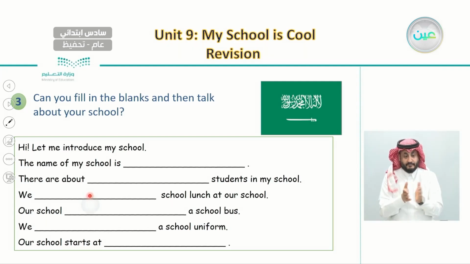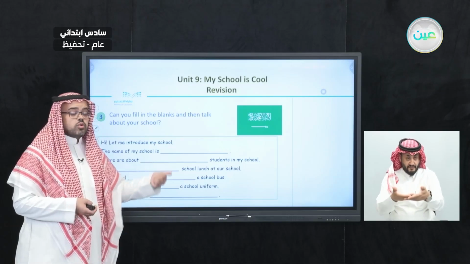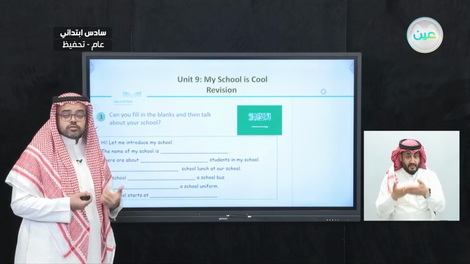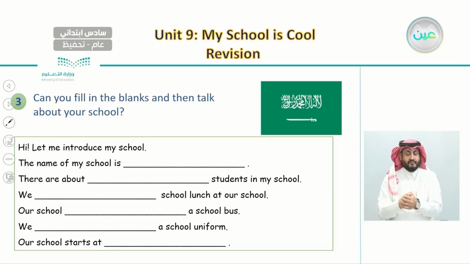And let's go for the third sentence. We blank school lunch at our school. So here we need to think of our school, if it does provide either school lunch or school breakfast to us. If the answer is yes, then here we should write, we have school lunch or school breakfast at our school. And if the answer is no, then here we would say, we don't have school lunch at our school.